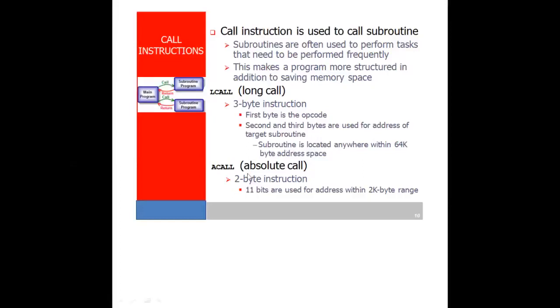From this 64 kilobyte of memory space, I can call using the instruction LCALL, which is a long call. But ACALL is a 2-byte instruction, so I can reduce the instruction size. The function is the same, but the advantage is that it is a 2-byte instruction, so it will occupy less memory space than LCALL. Actually, 11 bits are used to address, so a 2 kilobyte range can be accessed by this instruction ACALL, the absolute call.